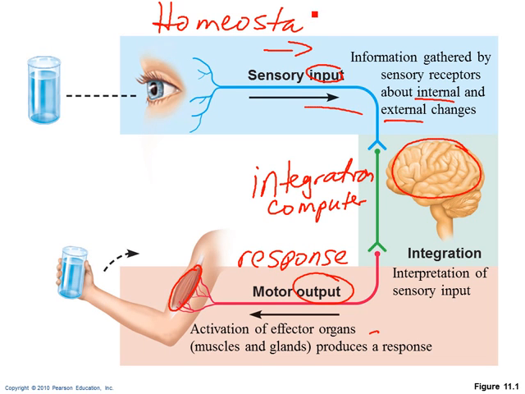Homeostasis. The whole idea is to keep our body regulated at the same heart rate, same oxygen levels, same carbon dioxide levels, same sugar levels, same pH. We want to keep all this balanced. So we're constantly getting feedback from our external and internal environment.